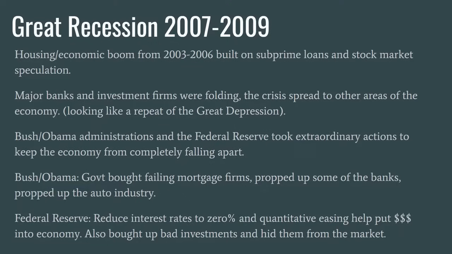The Federal Reserve reduced interest rates to zero and put in a program of quantitative easing, which helped to put money back into the economy. The Reserve also took the unprecedented action of buying up bad subprime mortgages and basically hid them from the market. It would be a long, slow recovery from the Great Recession. However, another depression was avoided.